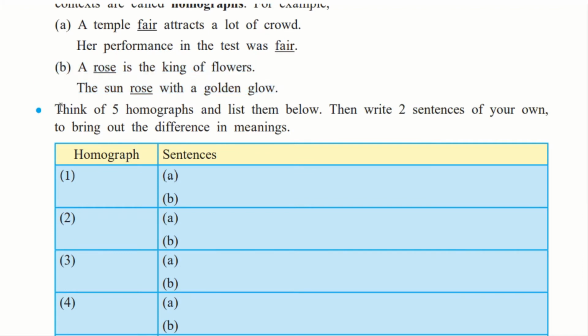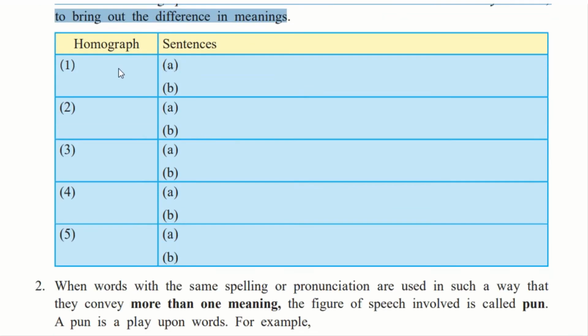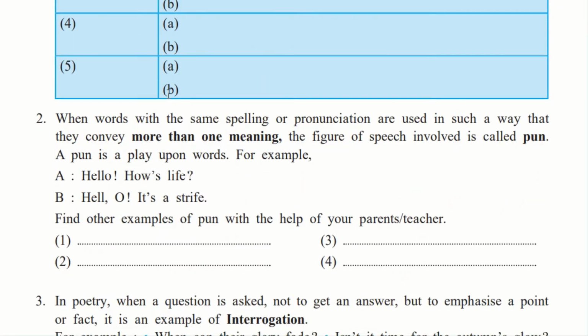Now think of 5 homographs and list them below. Then write 2 sentences of your own to bring out the difference in the meanings. So you can write them 5 more examples and the sentences.